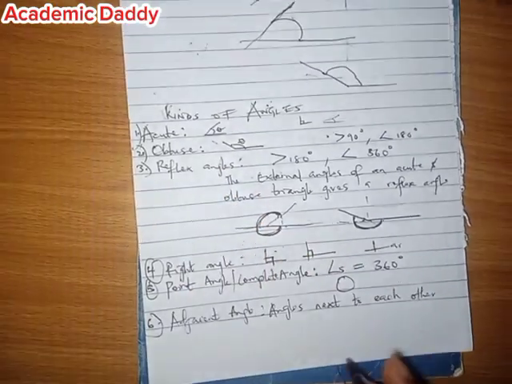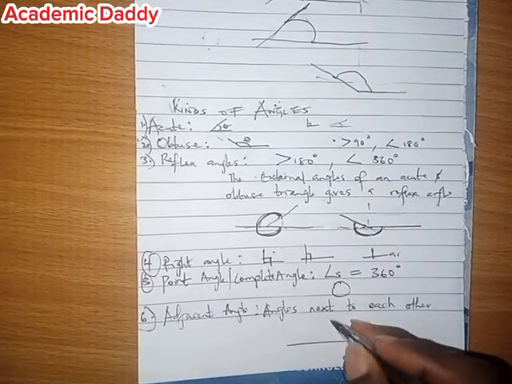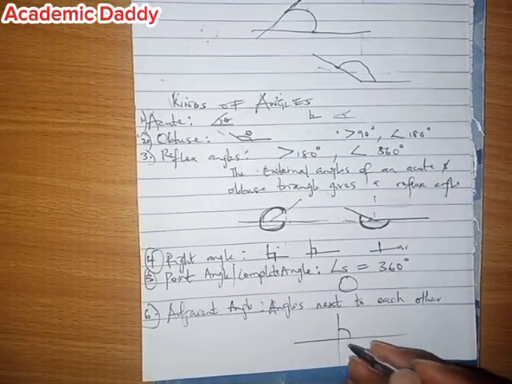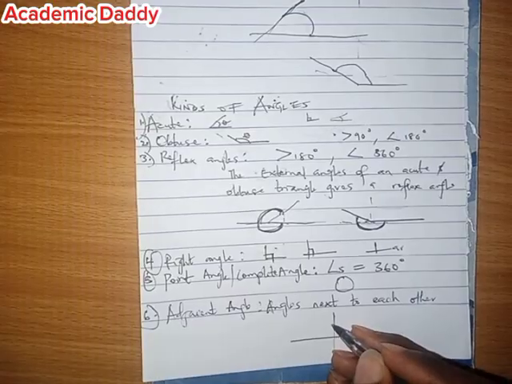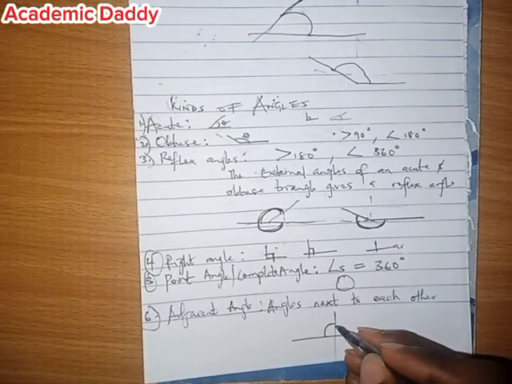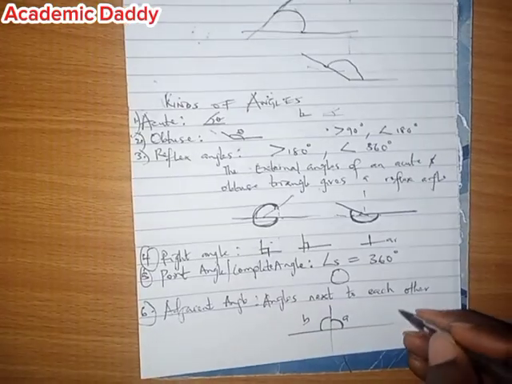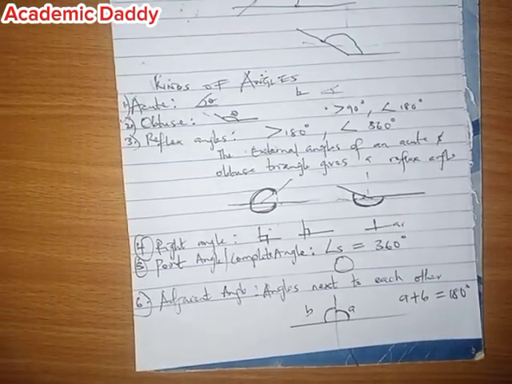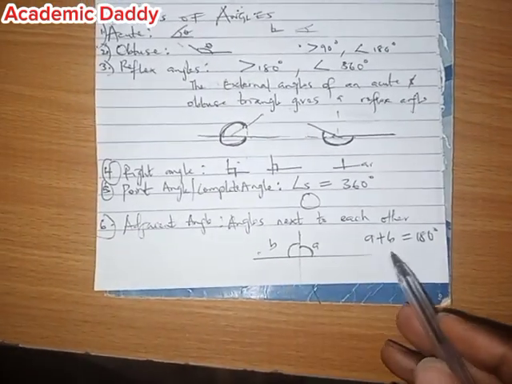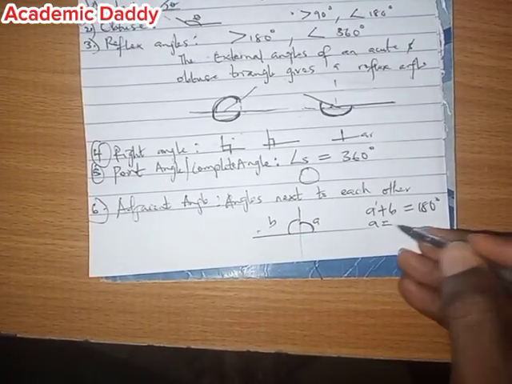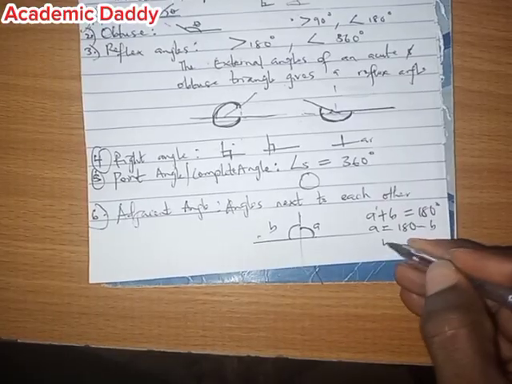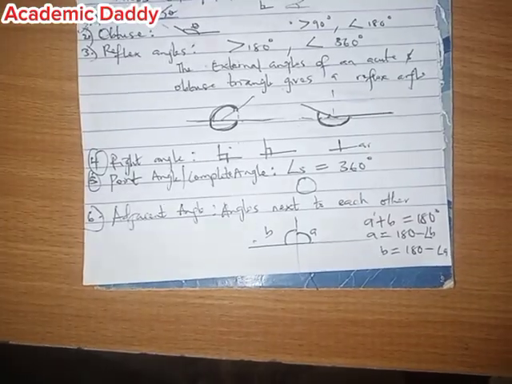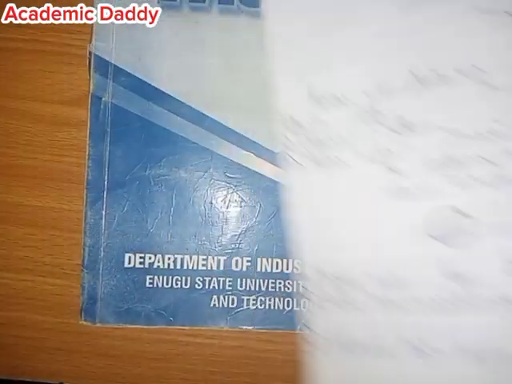So if I have, for example, this as an angle, now that means that there is also another angle here. So A and B: A plus B must equal 180 degrees. So we see that they are adjacent angles. A is adjacent to B. And that means that A will be equal to 180 minus B, and B will be equal to 180 minus angle A. So note that. That's what adjacent angles means.